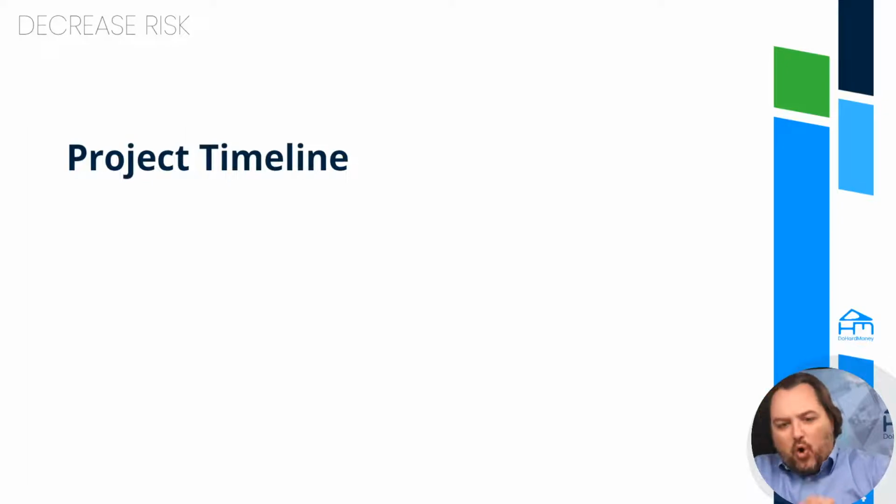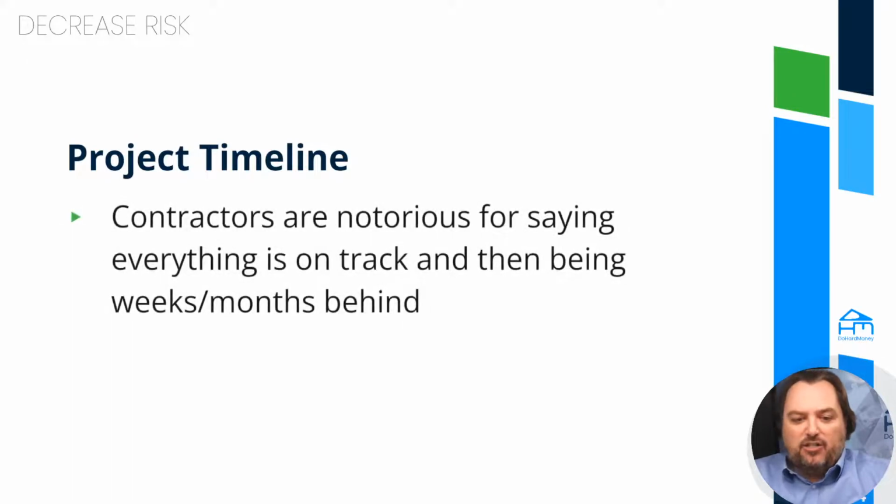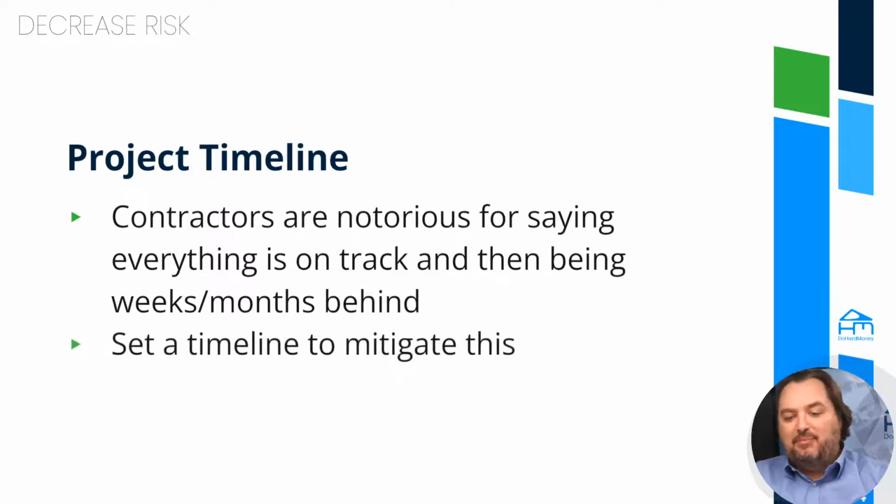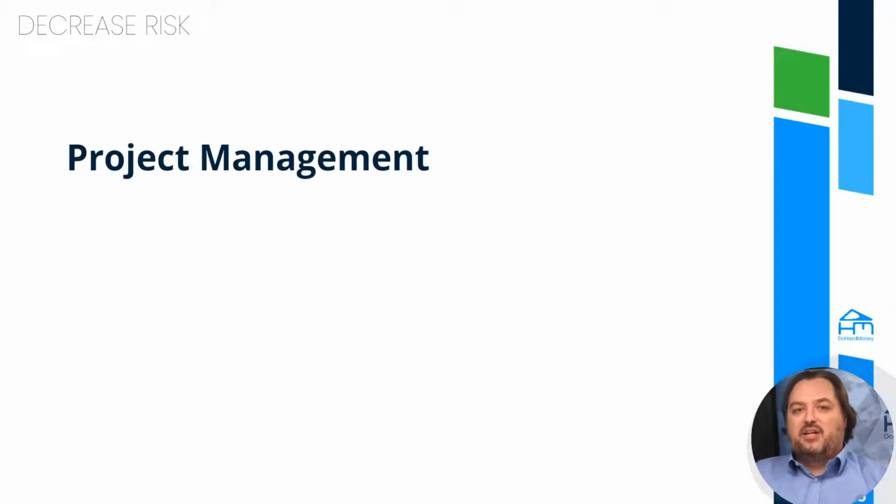Next thing we're going to talk about here is project timeline. What is this timeline on the project? Contractors are notorious for saying everything is on track and then being weeks or months behind. So you have got to make sure when you start that job, you put a timeline together and everybody's on the same page. What is going to happen by week? Especially when it comes to hunting season in Utah, contractors are nowhere to be found. And I have no idea why that's the case, but it just happens. And they don't return your phone calls because they're in the mountains. It's crazy.